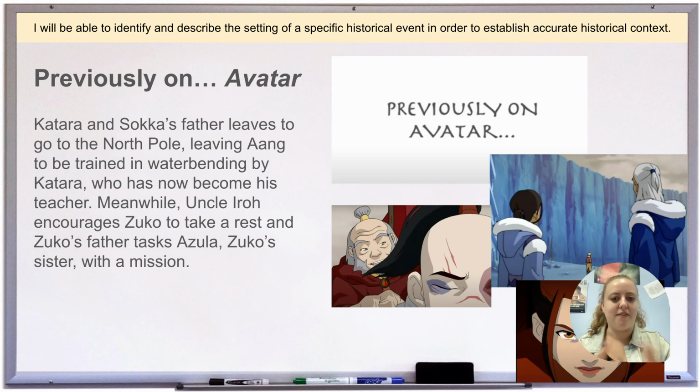So the point of this previously on is to show you what's going on with everybody at the time of this next episode. What are people doing? What's happened recently? What is going to influence things that are going to happen, right? So I might be thinking about, well, what's going to happen now that Aang and Katara are going to be working together? Or what's the mission that Azula is going to be taking on, right? These are kind of things that I would need to know beforehand.